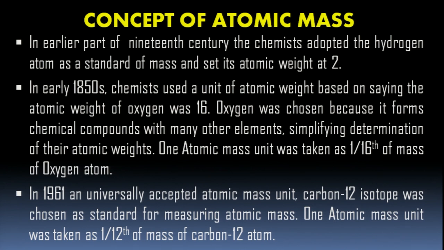Finally, what was considered, and we are still following it, is that in 1961, nearly after 90 years, a universally accepted atomic mass unit came, that is carbon 12. Carbon 12 isotope was chosen as the standard for measuring atomic mass. Why is the word carbon 12 there and isotope there? I told you, carbon 12 is an isotope of carbon, another isotope of carbon is carbon 14. So here the word isotope is used. Carbon 12 suited this purpose perfectly. Carbon 12 was the perfect element to be chosen for making a standard for measuring the atomic masses.